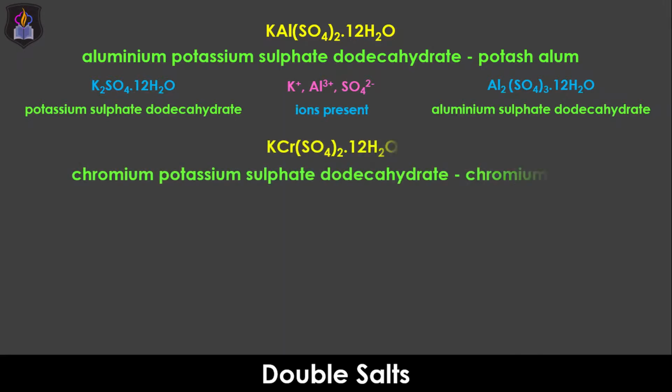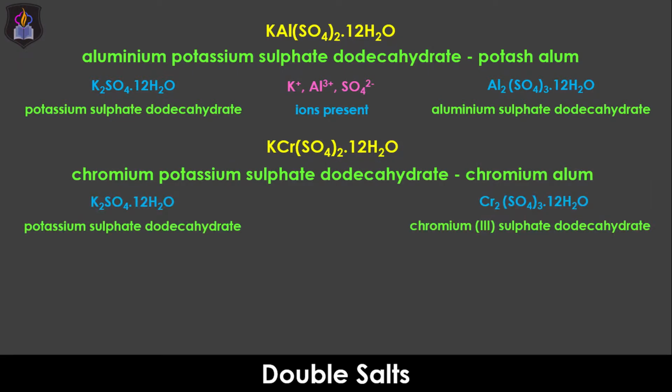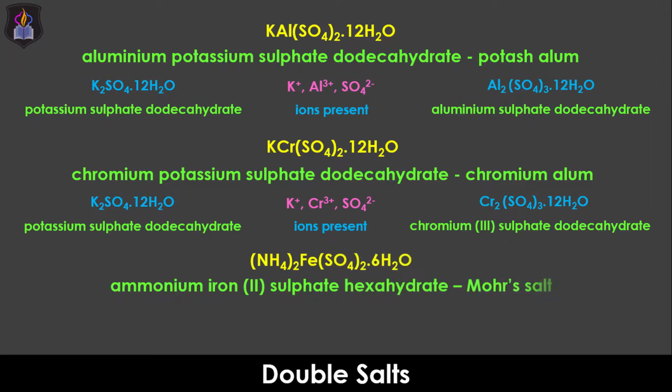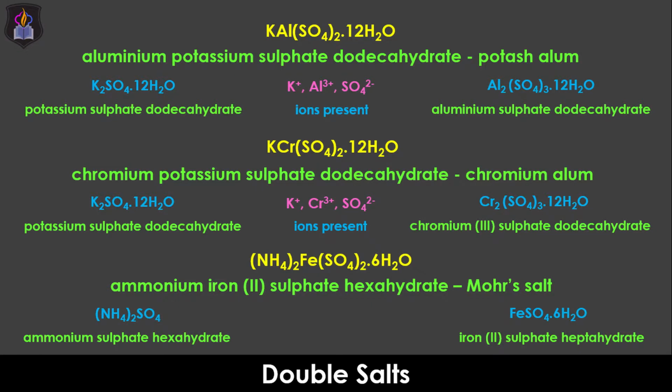Similarly, chrome alum is produced when a mixture of hydrated potassium and chromium sulfate salts are dissolved, cooled, and crystallized as a single salt. It contains potassium, chromium 3, and sulfate ions in solution. Mohr's salt is made from the dissolution, cooling, and crystallization of a mixture of ammonium sulfate and hydrated iron 2 sulfate, and contains the ammonium, iron 2, and sulfate ions in solution.